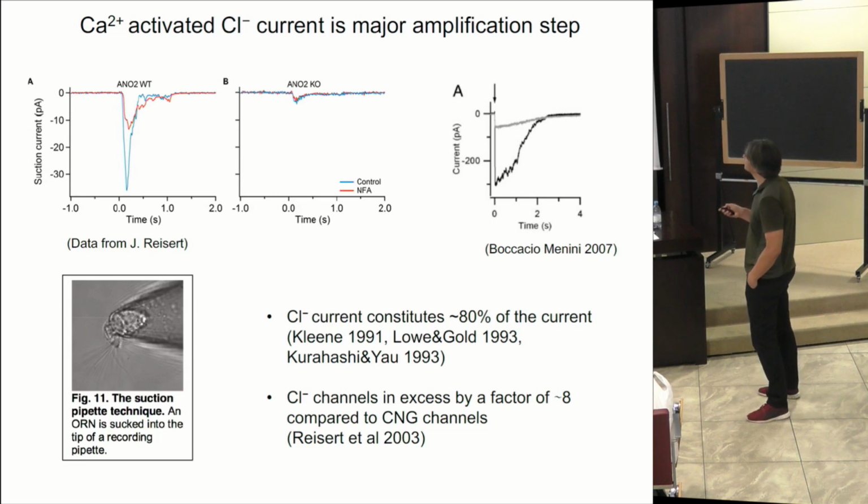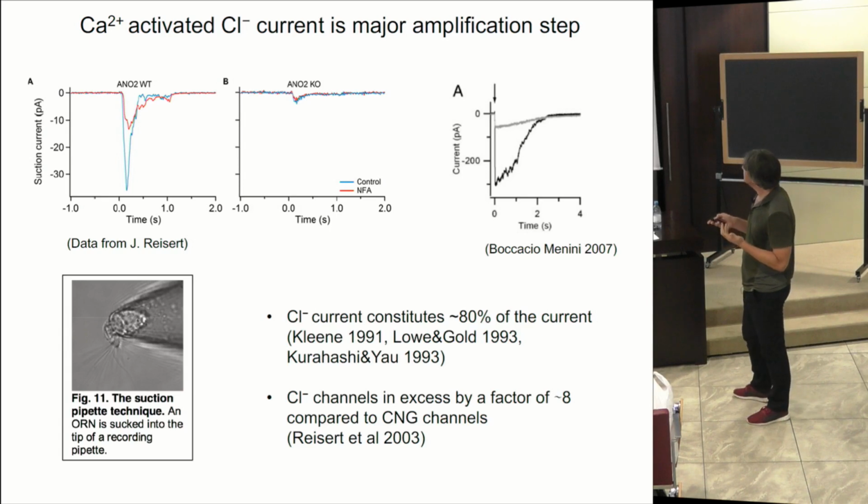And here, if you completely knock out the chloride channels, blocked by some pharmacological means, you can see that if you don't have the channels, nothing happens. And here is another experimental recording by Menini and Boccaccio from Italy, where you can see the normal current, and it is much reduced if you inhibit the chloride channel. So basically what is shown is that this chloride current is the major amplification step, and there are also many more chloride channels compared to CNG channels.